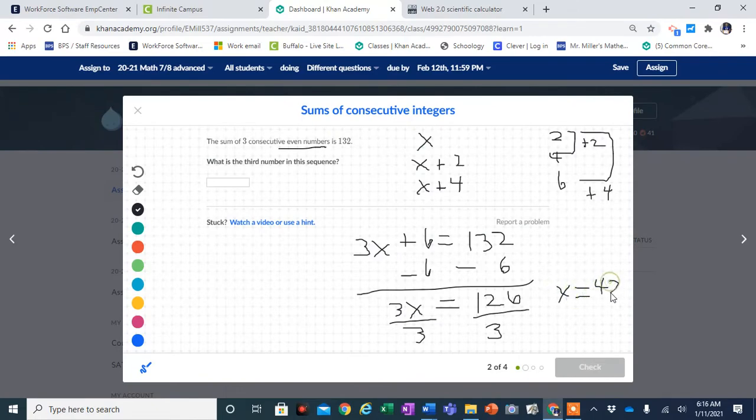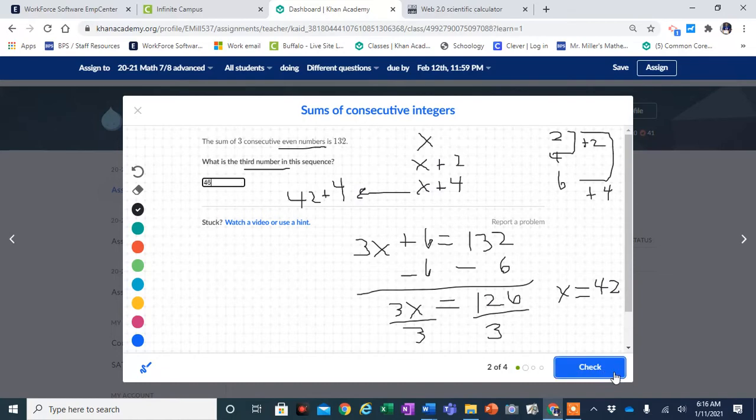But you have to be careful because you've got to answer what the question wants. And again, it wants the third number. So the third number would be 42 plus another 4. So that means that would be 46.